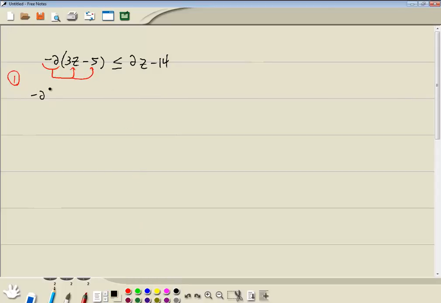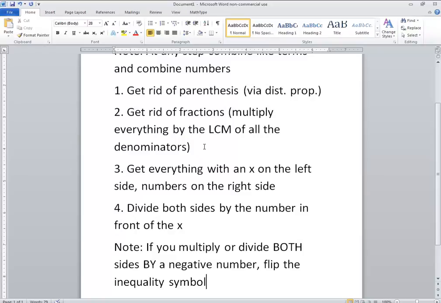So we'll take negative 2 times 3z, and we'll take negative 2 times negative 5. Negative 2 times 3z is negative 6z. Negative 2 times negative 5 is 10. Is less than or equal to 2z minus 14. Step 2 is get rid of fractions. Don't have any.